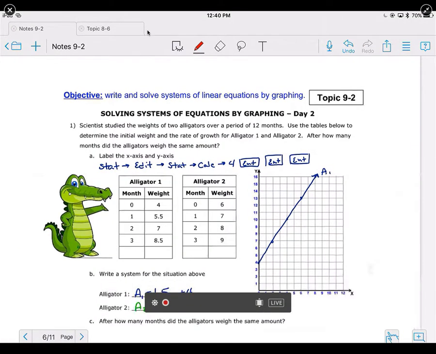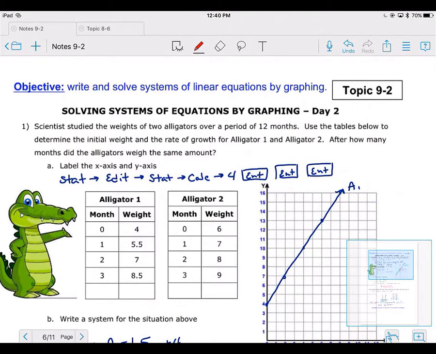This video is for topic 9-2 over solving systems of equations by graphing day 2. The first question tells us that a scientist studied the weights of two alligators over a period of 12 months, and they ask us to use the tables below to determine the initial weight and rate of growth for the first and second alligator, and after how many months did they weigh the same amount.